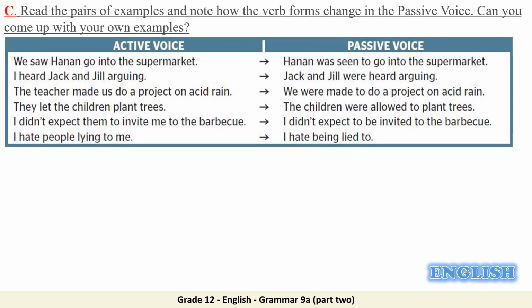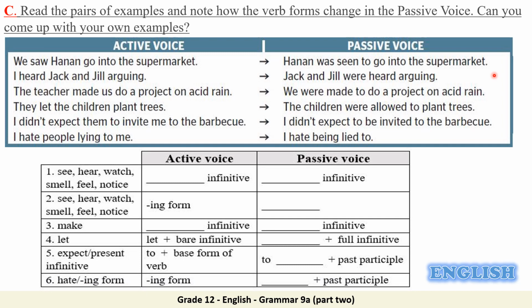My good students, in this activity, activity C, I need you all to go through these examples, which are in the active voice, and compare them to the passive ones. Find as many differences as you can and come back to me. I'll be waiting for you.